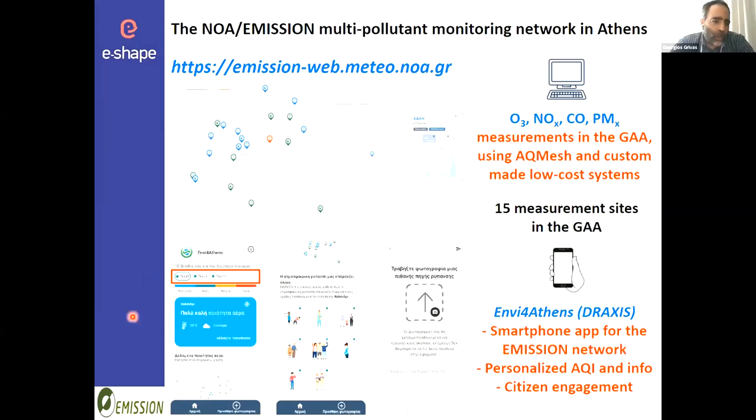This network was conducted in the framework of the EMISSION project, and the consortium has also developed a smartphone app that provides personalized information based on the location of the user and also probably their demographic characteristics such as their age. The app can provide air quality indices from the nearest sensor and also advice regarding the current exposure risks. It also is possible to engage the citizens, as through the app they can provide, for example, pictures or comments about their current perception of air quality.